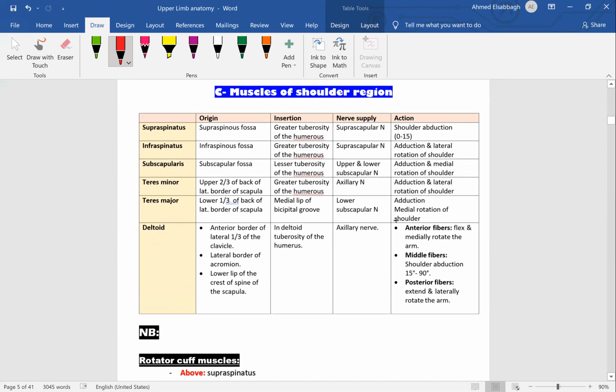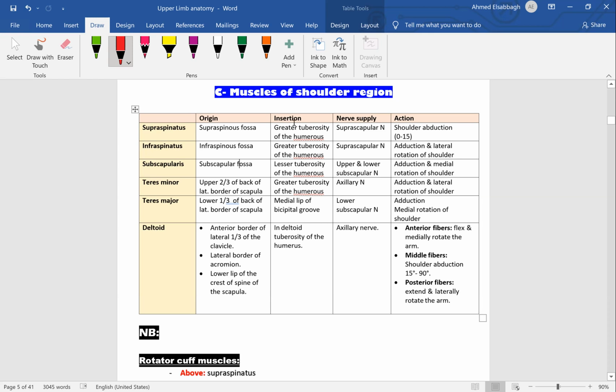Now, with muscles of shoulder region, we have 6 muscles of shoulder region. Supraspinatus, infraspinatus, subscapularis. Let's discuss these 3 muscles. I told you that in the scapula we have supraspinous fossa, infraspinous fossa, and subscapular fossa. And this will be the origin of these 3 muscles. Supraspinatus from supraspinous fossa, infraspinatus from infraspinous fossa, and subscapularis from subscapular fossa. This is the origin of the 3 muscles.